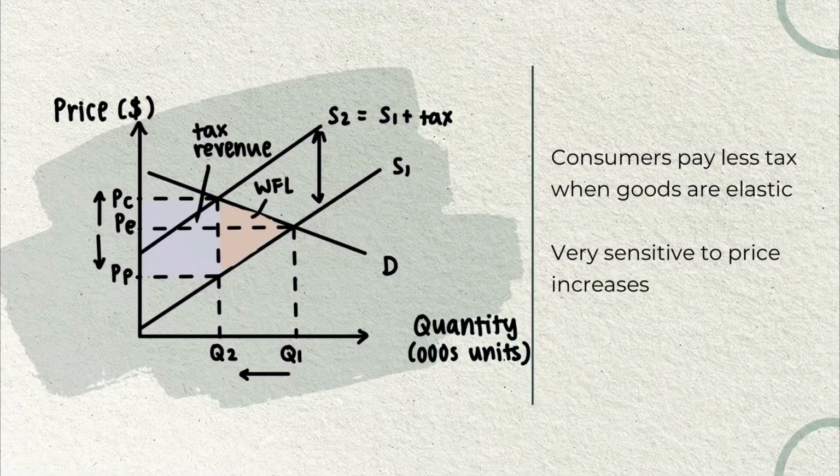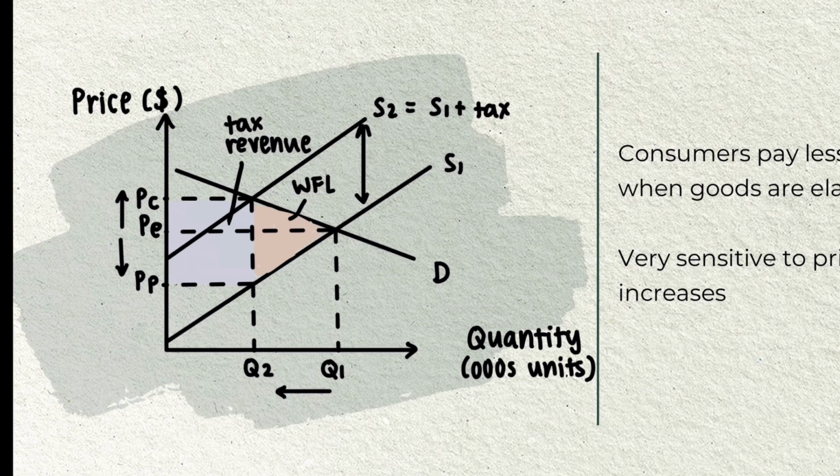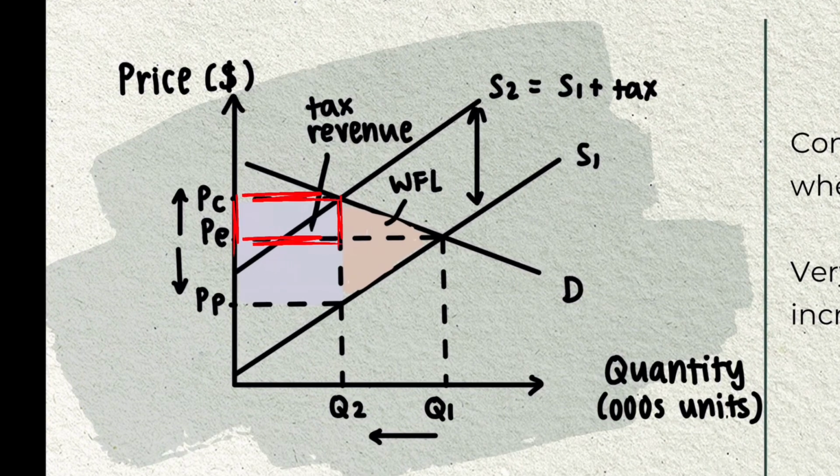And in the case for an elastic product, things are quite the opposite, as consumers will now pay less tax when goods are elastic. This is because the change in demand is very sensitive to price increases. And one reason for this is a large number of substitute goods. If a single producer decided to pass on the full tax burden onto the consumers, they will just simply buy substitute goods at a lower price.